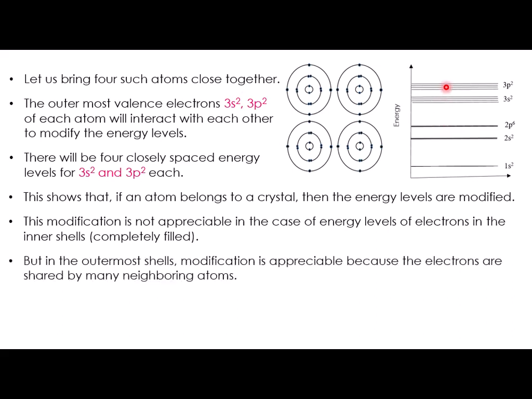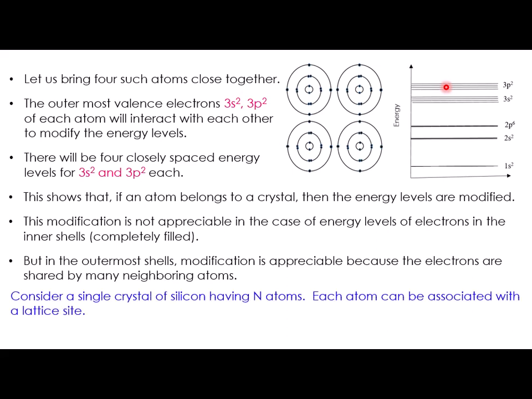Now, let us consider a crystal of silicon having n number of atoms. Each atom is associated with a lattice site. When there is a crystal, an atom cannot sit at any place. There is a certain rule: there is a certain place for an atom to sit. Those places are called lattice points, and an atom or a group of atoms or a molecule must sit on a lattice point. This is the rule.